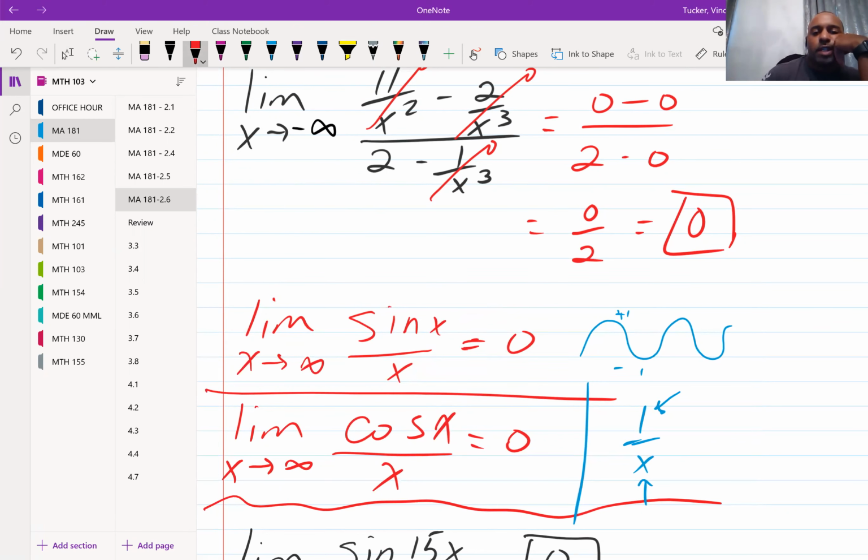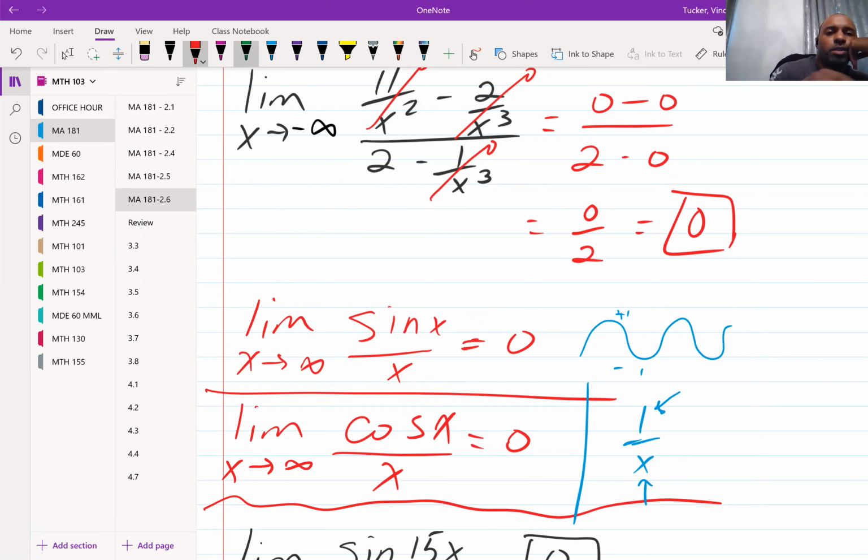So the limit of sine x over x is going to be equal to 0 as x goes to infinity. The limit of cosine x over x as x goes to 0 is going to be also equal to, I said infinity, equal to 0. And then the limit of cosine x over x as x goes to infinity is equal to 0.